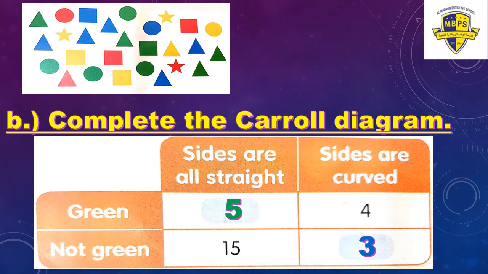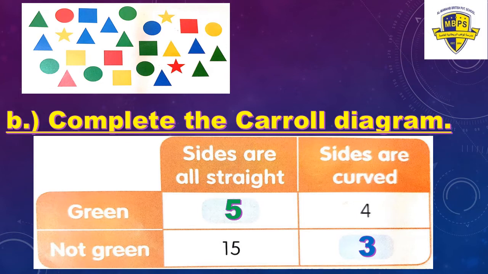Now, if we look at this Carroll diagram, what did the column tell us? Now, the first one says sides are all straight. And the next column says the sides are curved. Now, if you look at the rows, what do they tell us? Now, they have to be green and not green. So now let's look at the shapes and answer the questions. Now I'm going to ask you the questions, children, and you have to keep your finger on the shapes and give the answer. Okay, let's start.